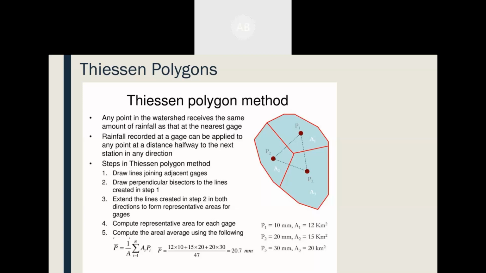Rainfall data means how much rainfall has occurred at P1, how much at P2 or at P3, for, suppose, the last 10 years.